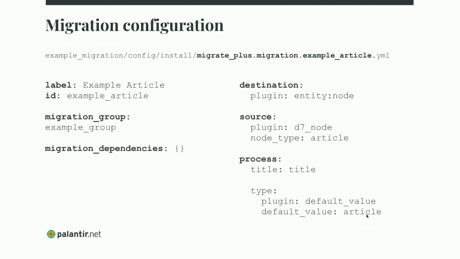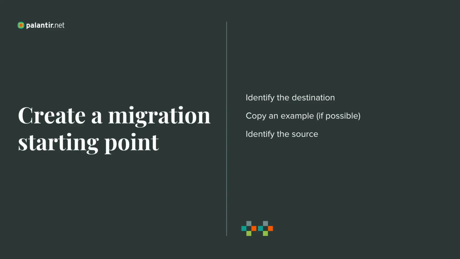All right, so this is more or less what we'll be creating, but how do you fill in all these values is what we'll talk through next. The first thing, we're going to have to identify the destination. What do I type in there? If possible, we want to copy some examples, and then we want to identify the source and figure out where this data is coming from. I need to know what the ID is.